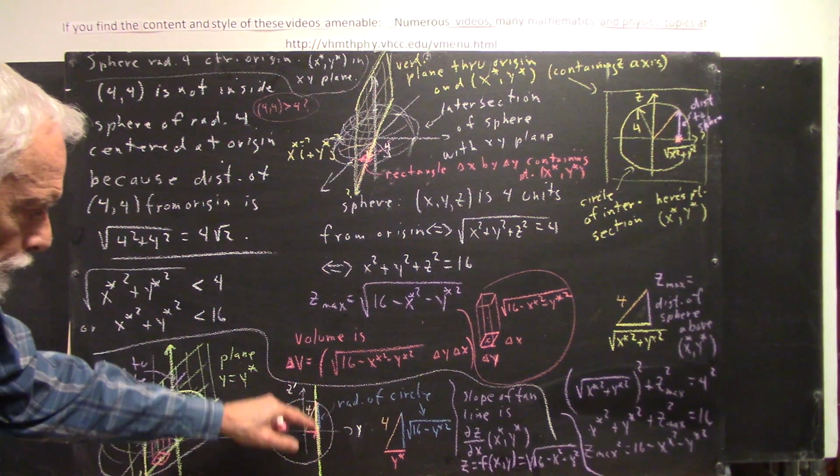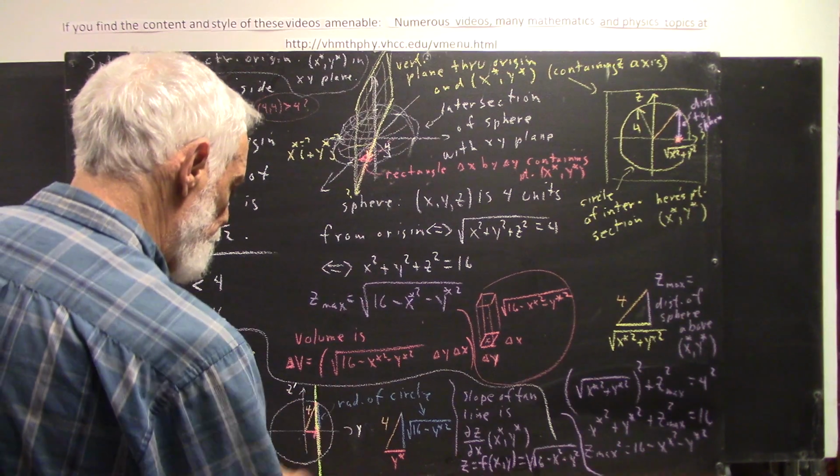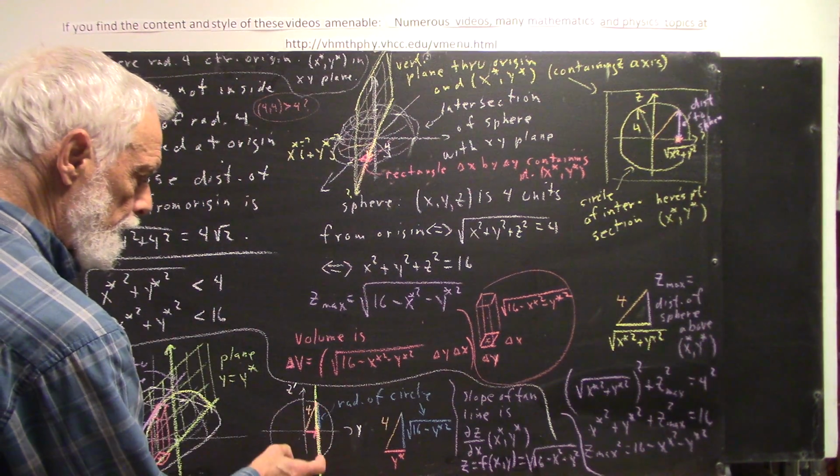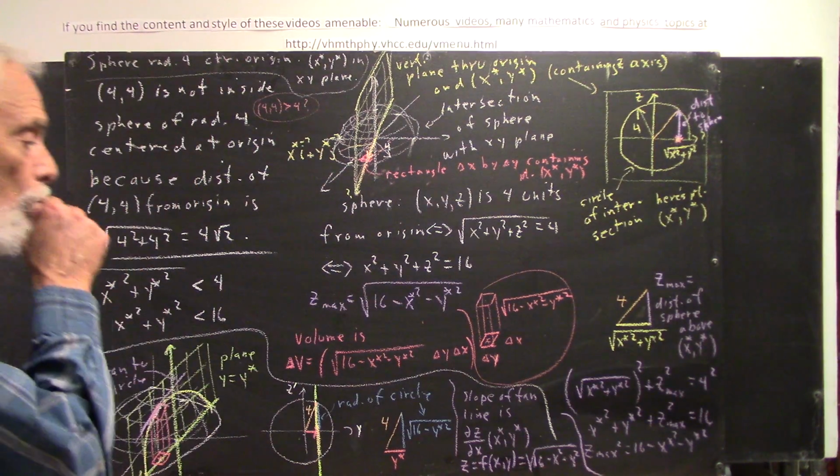Now I've drawn it all the way from here to here, so it's really an edge view of the entire circle. So you're looking edge on at a circle, and then clearly from here to here will be the diameter of the circle, from here to here will be the radius.